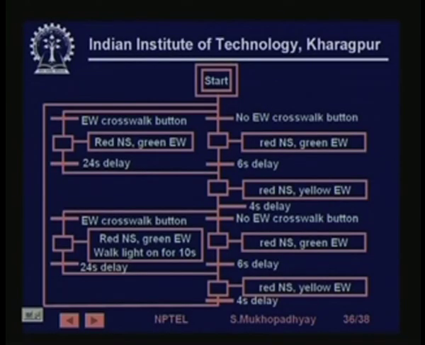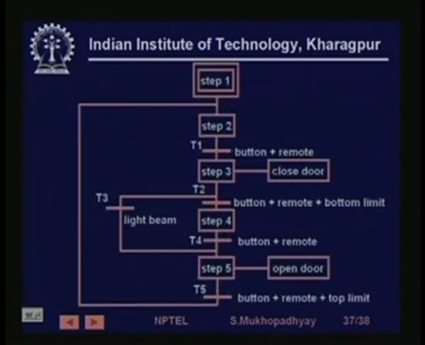So, we have the two. Let us first look at the next one, which is simpler. Here you have the garage door. Let us see how they have modeled it. So, in this case, if the button is pressed, you have step 1 going to step 2 going to step 3. This is the closed door. Let us go back.